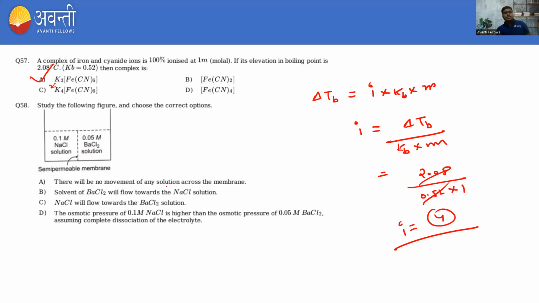Okay. So study the following figure and choose the correct option. This question is basically from osmosis. What the question asks is that there will be no movement of any solution, or the solvent of the BaCl will flow toward the NaCl. Obviously, because this is the more dilute solution. So the solvent moves from the higher concentration of solvent to the lower concentration. So statement B is absolutely correct. This question is from osmosis.